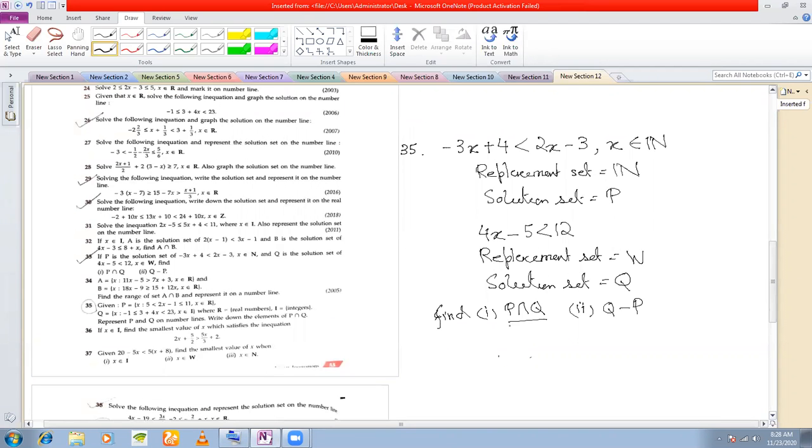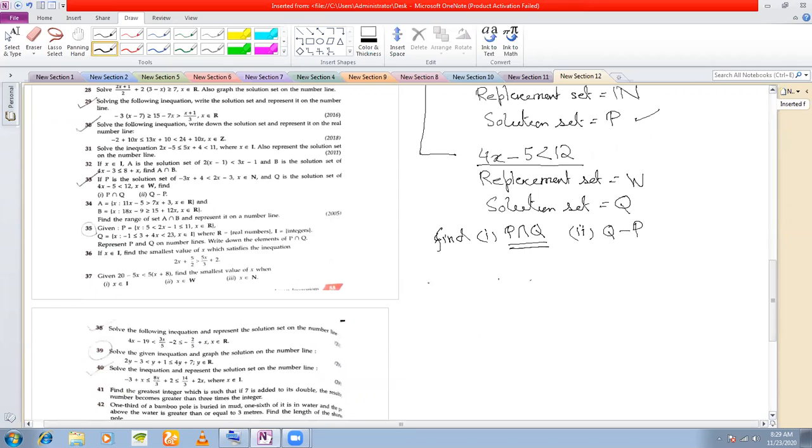Now, what do you mean by P intersection Q? Can anyone tell me what P intersection Q means? In the inequality sense, what does P intersection Q mean? P is the solution set of this inequality, and Q is the solution set of that one. That means P intersection Q will be the solution set of both the inequalities. Understood? That is what it means.